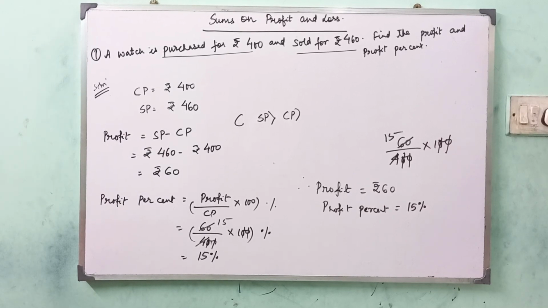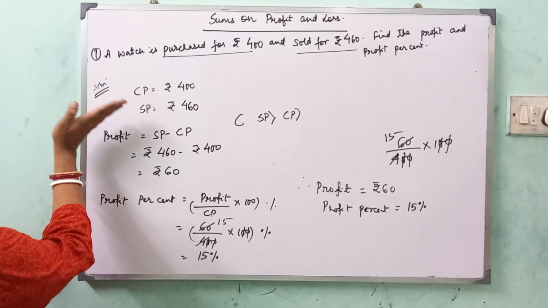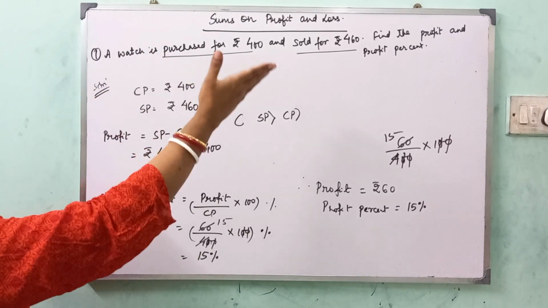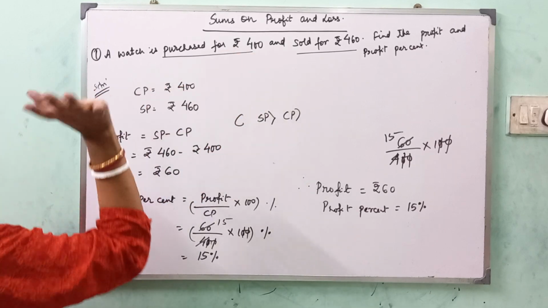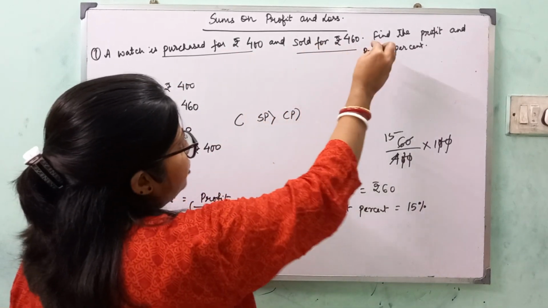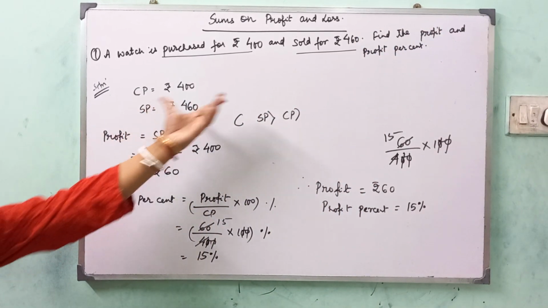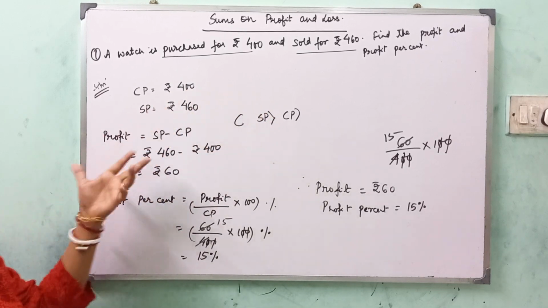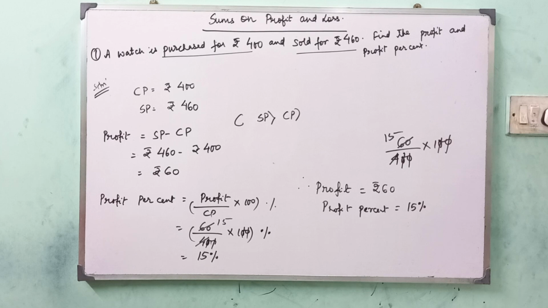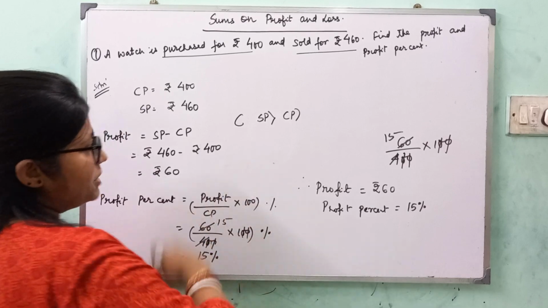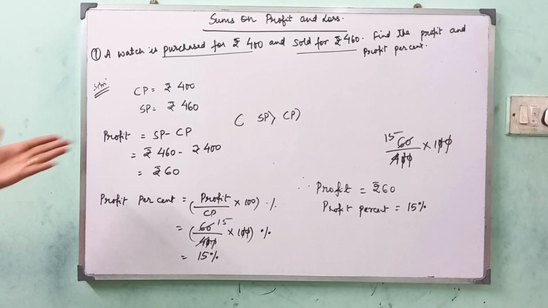That is, a watch is purchased for rupees 400 and sold for rupees 460. Find the profit and profit percentage. So you write your CP, you write your SP. CP is the price at which it is purchased. So whenever that purchase price is given, that becomes your CP, and whenever the price at which it is sold is given, that becomes your SP. So CP and SP are written. Now here in this case it was given to you that you have a profit, so we have nothing to decide upon. But if in case it is not given, then we have to decide whether there is a profit or a loss, checking on the condition whether your SP is more than the CP or less than the CP. So here the SP was more, and also it is mentioned.